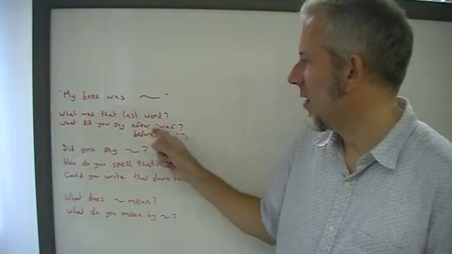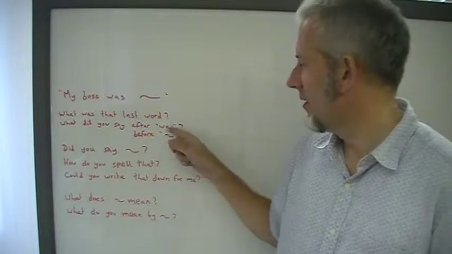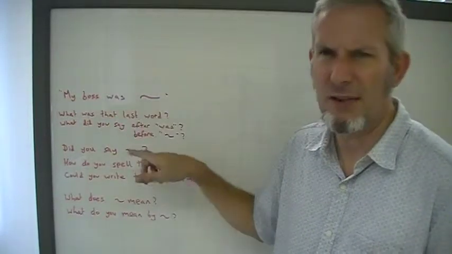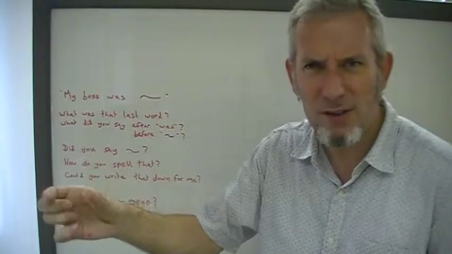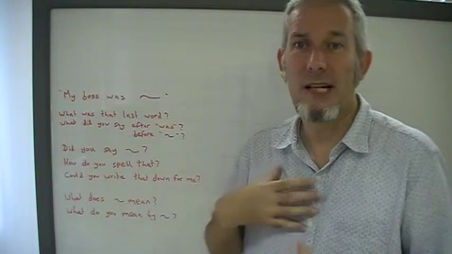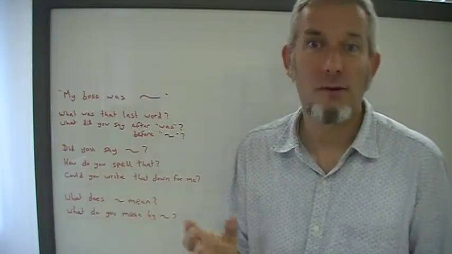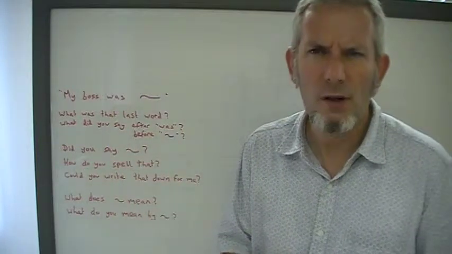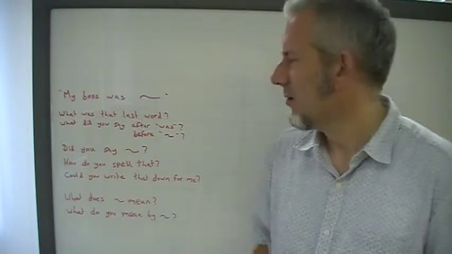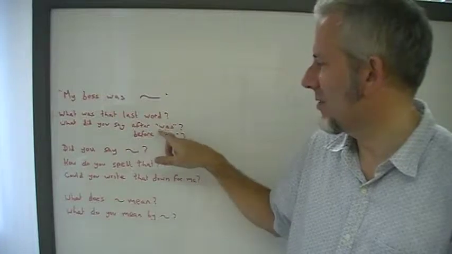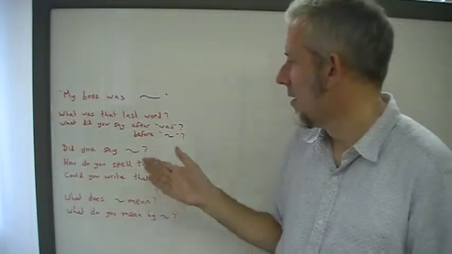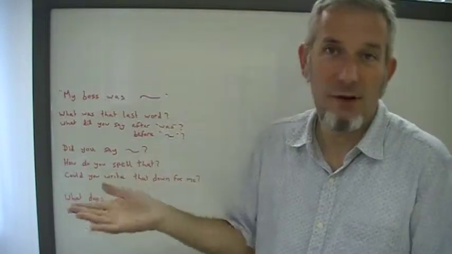We might say, what did you say after was, in this case? My boss was blah, blah, blah. Sorry, what did you say after was? Of course, in another sentence, it might be, for example, I have to have my tonsils out. What? Sorry, what was the word before out? So we can use after or before with the word that we did hear.